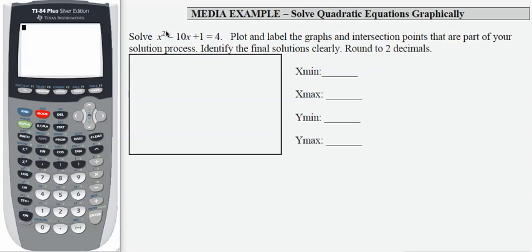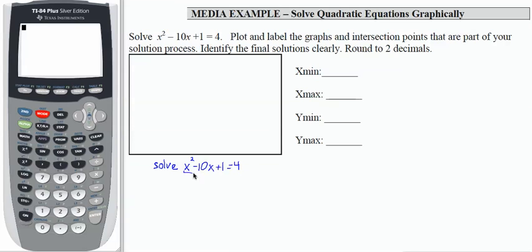We're asked to solve x squared minus 10x plus 1 equals 4. Plot and label the graphs and intersection points that are part of your solution process. Identify the final solutions clearly and round to 2 decimals. So what we are doing is solving the equation x squared minus 10x plus 1 equals 4.